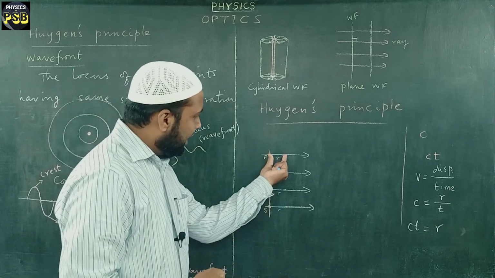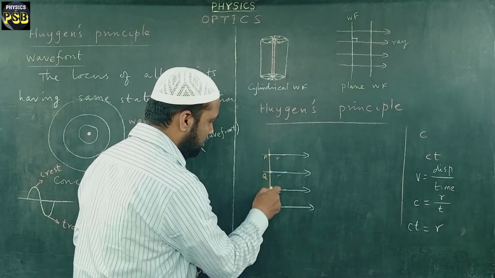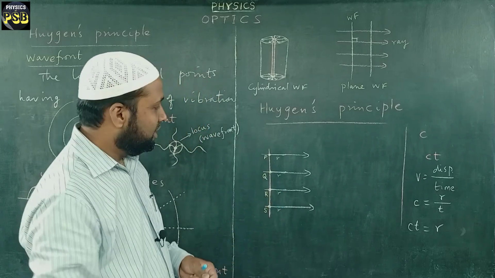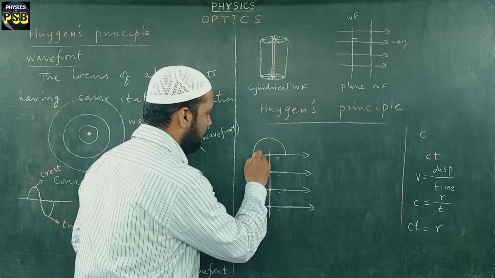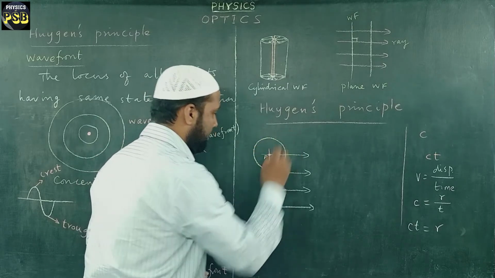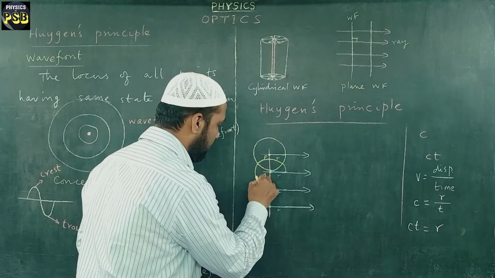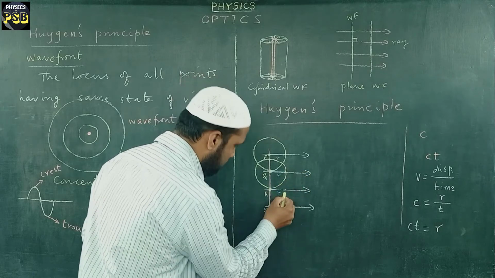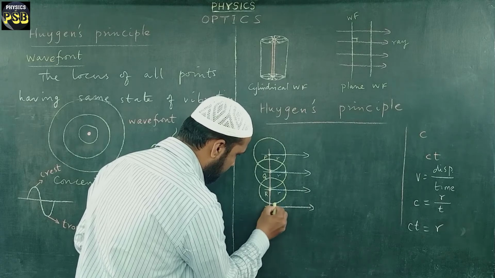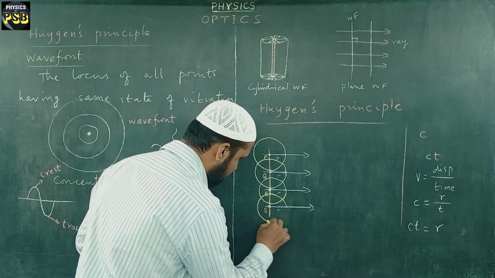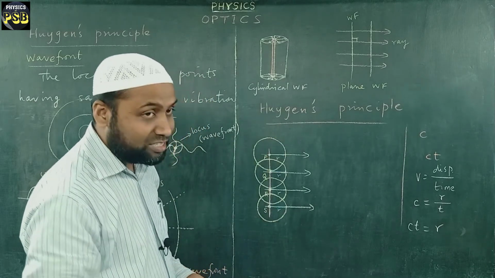Now, I take this distance as radius and the points P, Q, R, S as the center. Then I draw a circle. I do the same with all these points. Clear? Then I have obtained these four circles.